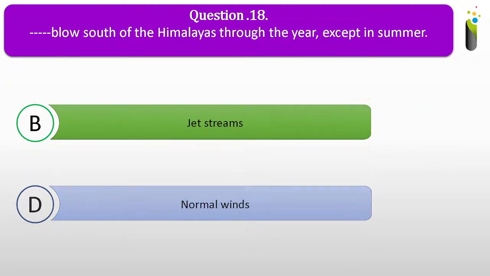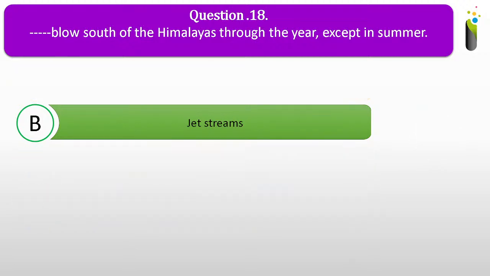And the correct answer for this question is B. Jet streams blow south of the Himalayas through the year except in summer. So question number 18, the answer is B. That's the correct answer. Abhishek Baghel, Dhruv Girish, Om Prakash Dubey, Mayank Raj. Perfect answer.